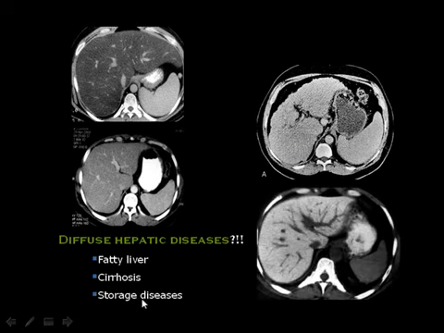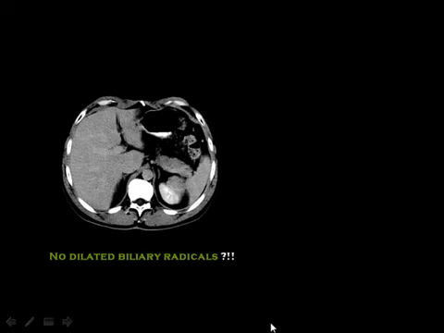So to diagnose storage diseases, you should have a pre-contrast study. And then you compare the density of the liver with the density of the spleen. Both should be of the same density. But if you see now that the density of the liver is much higher than the density of the spleen, then you know something is added to the liver parenchyma, and this is hemochromatosis, hemosiderosis, and the storage diseases.